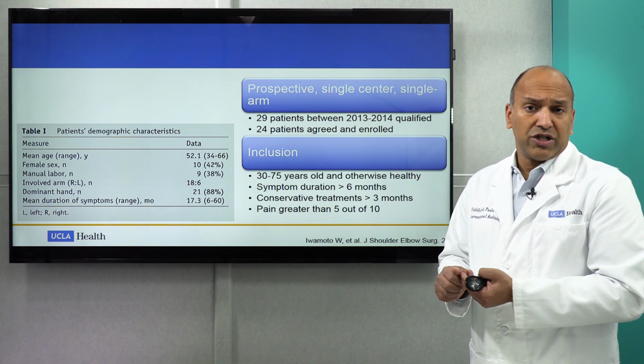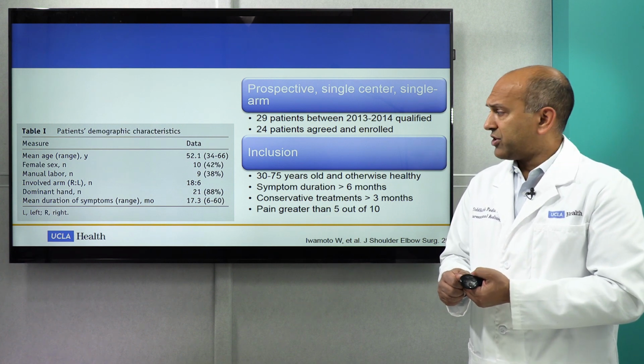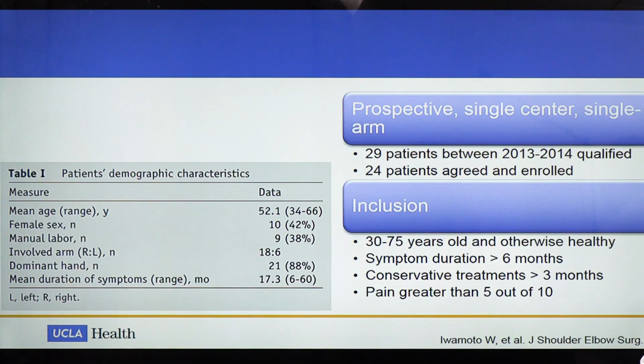All these patients had quite a long duration of symptoms, so they had failed a lot of the conservative treatments such as joint injections and nonsteroidal anti-inflammatory drugs. The mean age was 52, so on a range of 35 to 66 years old. And many of these patients were involved in manual labor as their regular day job. Most, understandably, involved their right arm since most patients were right-handed.